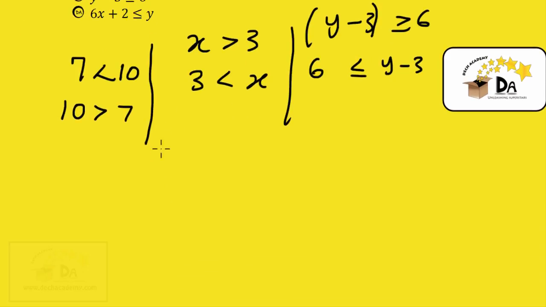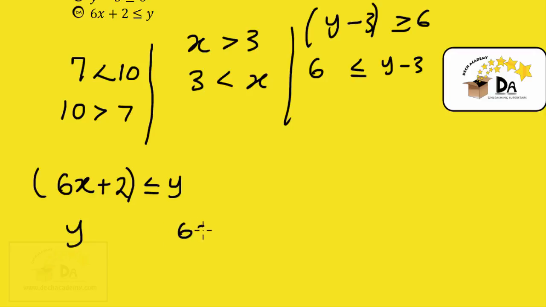Next question, or next inequality, is 6x plus 2 less than or equal to y. This is the left hand side term, this is the right hand side term. Swapping them gives y here and 6x plus 2 here. Now we have to reverse the less than or equal to symbol to greater than or equal to. And that's it. So when you swap the left hand side term and right hand side term of an inequality, you reverse the inequality symbol.